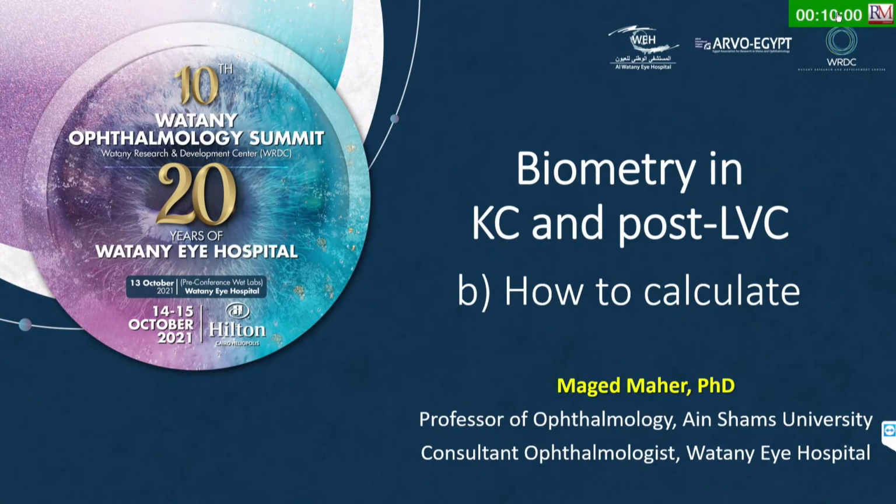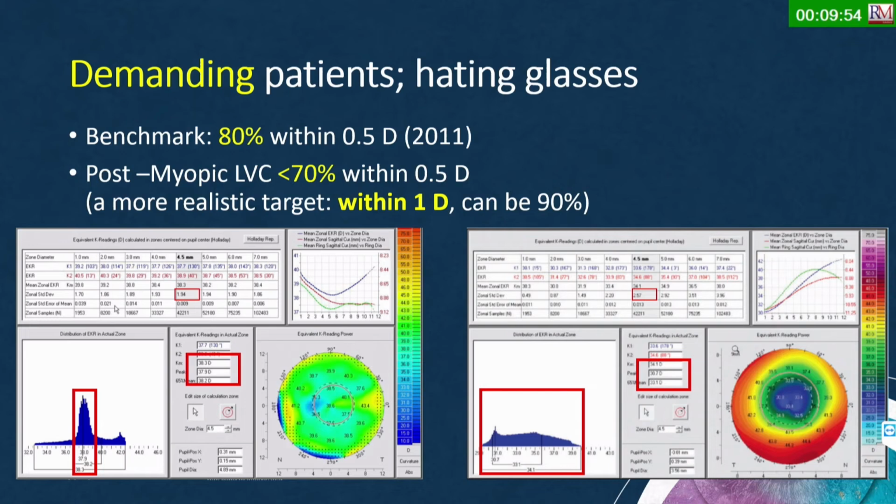Today we will talk about biometry in post-keratoconus and post-LASIK vision correction. What is the problem? Patients with previous laser correction are very demanding. They hate glasses. The normal benchmark for IOL power calculation accuracy is more than 80% within 0.5 diopters. But post-LASIK for myopia gives at best 70% accuracy within 0.5. So a more realistic target will be within 1 diopter, not within 0.5 diopter.